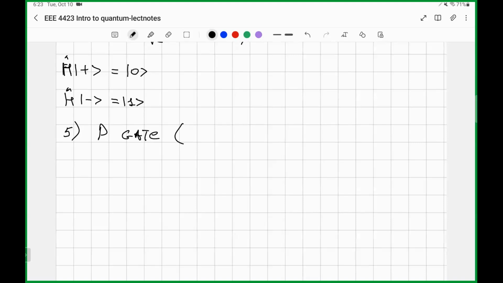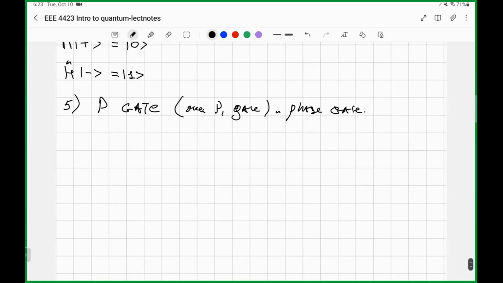aka P1 gate or phase gate. So basically, it is a generalization of the Z gate. This gate gets a parameter alpha, and it's given by the matrix 1, 0, 0, e to the power of i alpha.